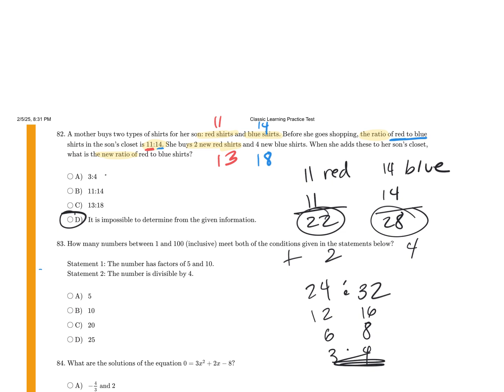3 to 4 is different. That's A, right? So we can't have A and C as a correct answer. So we don't know. It's impossible to determine because in order to determine a new ratio, we would need to know the total number of shirts.